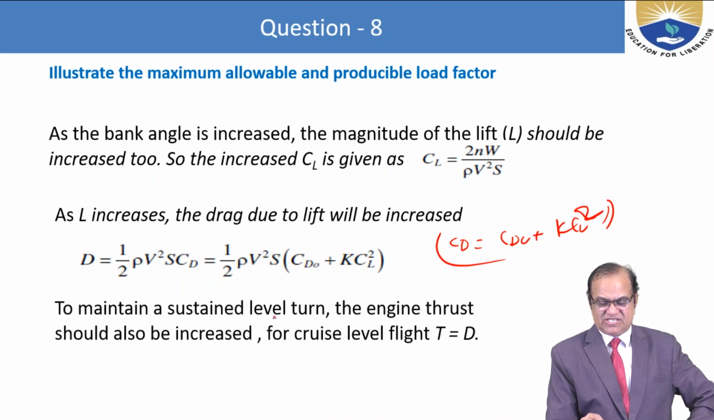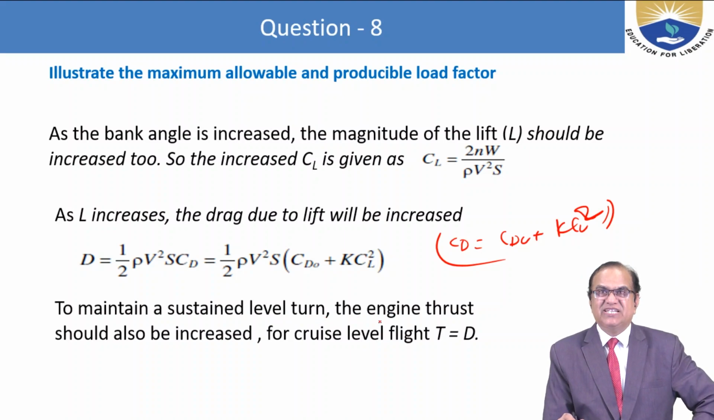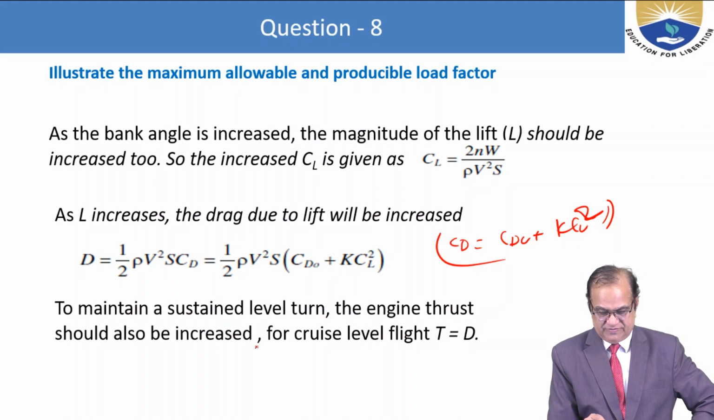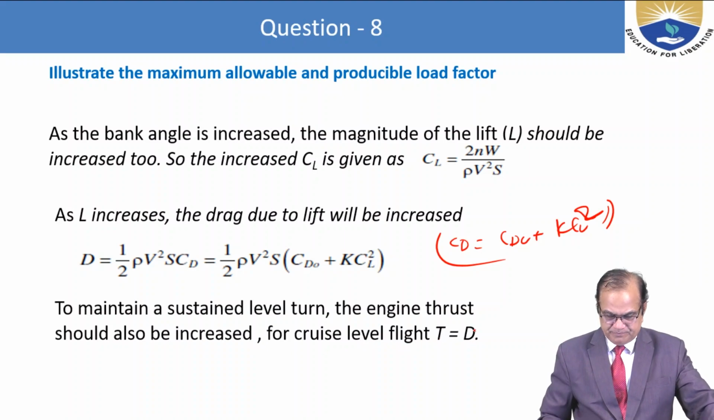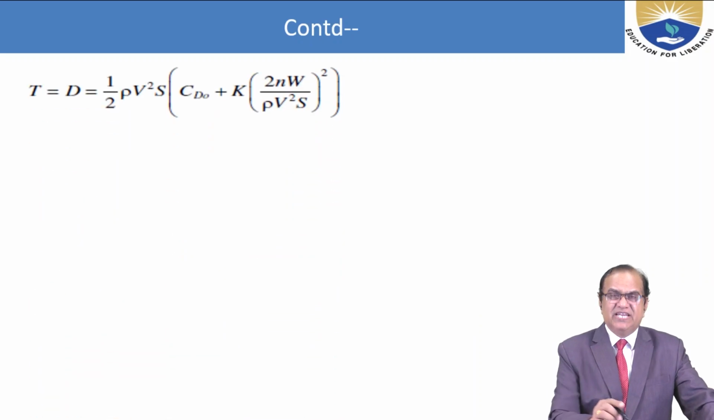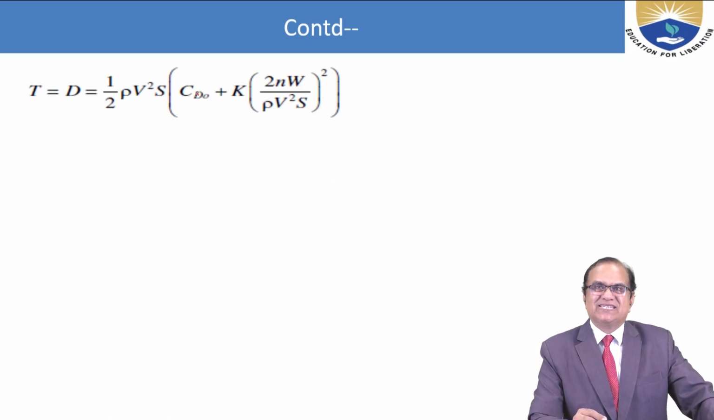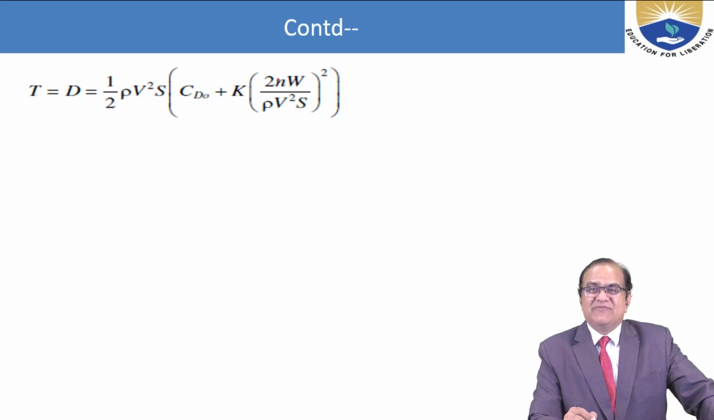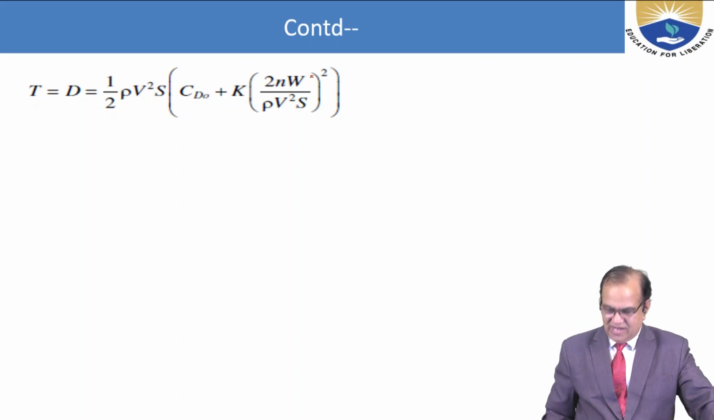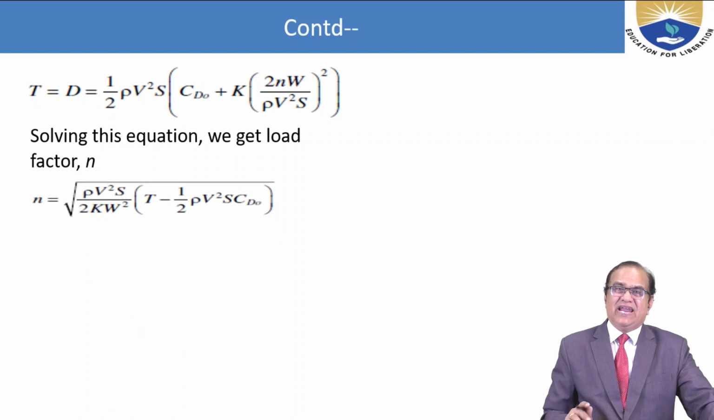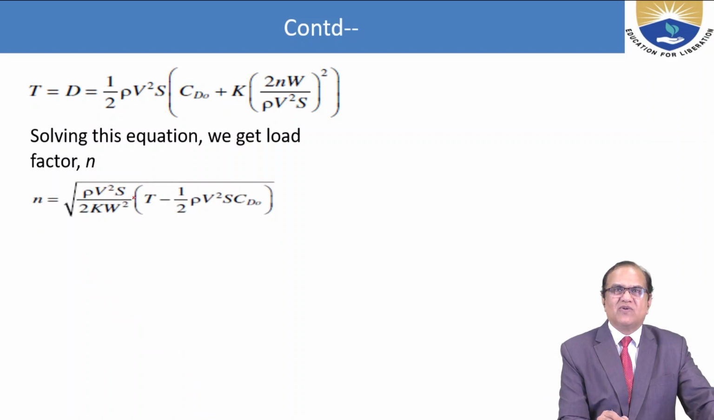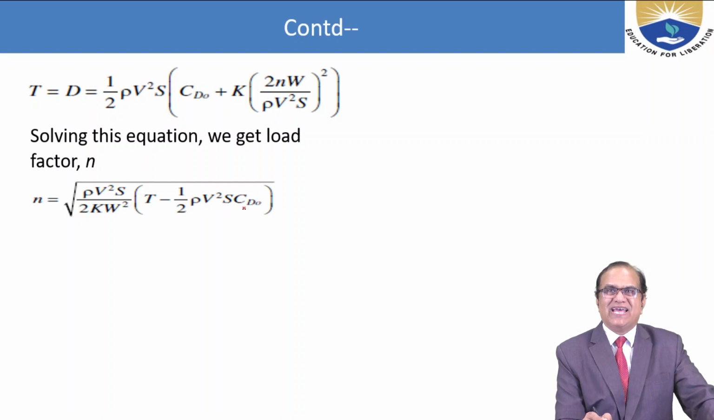To maintain a sustained level turn, the engine thrust should also be increased. For cruise and level flight, T is equal to D. So now T is equal to D, half rho V square S, CD naught plus K, and for the CL we will write (2nW by rho V square S) whole square. Solving this equation, we get the load factor n is equal to under root rho V square S by 2KW square, T minus half rho V square S CD naught.